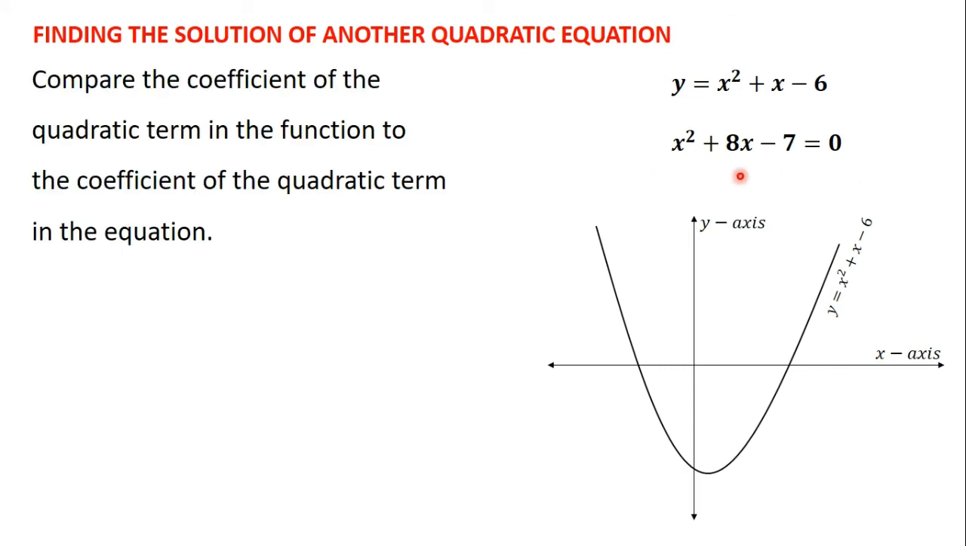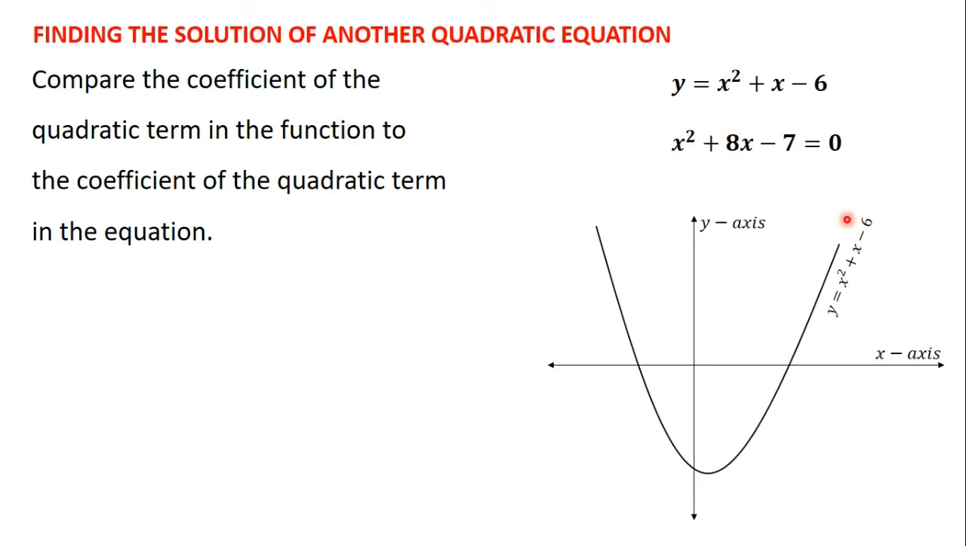To find the solution of such an equation, the first thing you have to do is to compare the coefficient of the quadratic term in the function to the coefficient of the quadratic term in the equation. We have learned about the quadratic term in the videos on algebra, and also in the video on Introduction to Quadratic Functions. We said that the quadratic term is the squared term, that is the term with a square. So, in the quadratic function we have here, the quadratic term is x squared. In the quadratic equation we have here, the quadratic term is x squared.